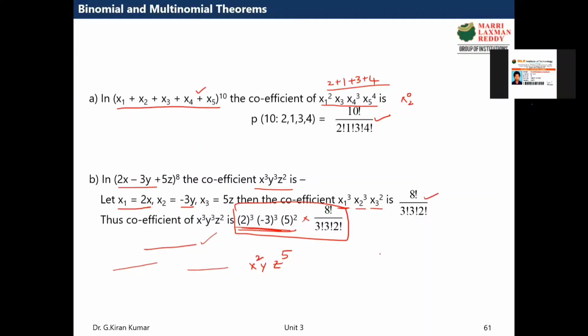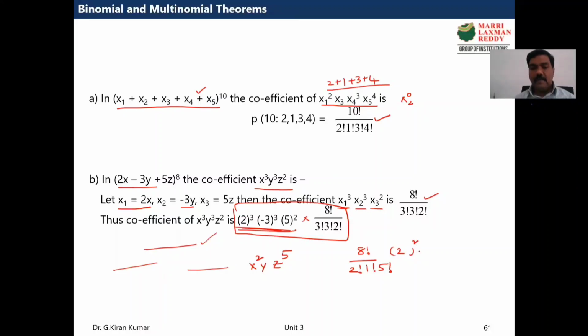8 factorial by 2 factorial, 1 factorial, 5 factorial into 1 into 2 square minus 3, 2 power 2 into 2 square, minus 3. Yes, 5 power 5, that is 5 power 5. Okay, so this will be the quotient.